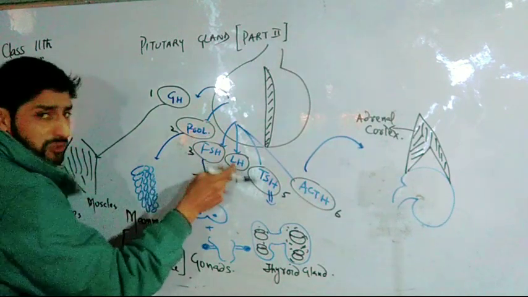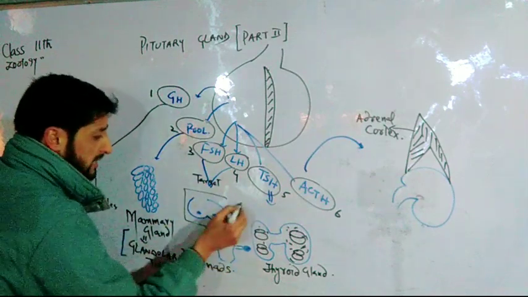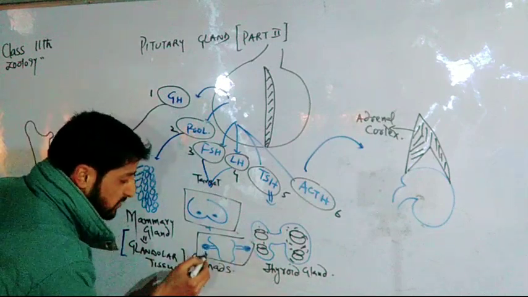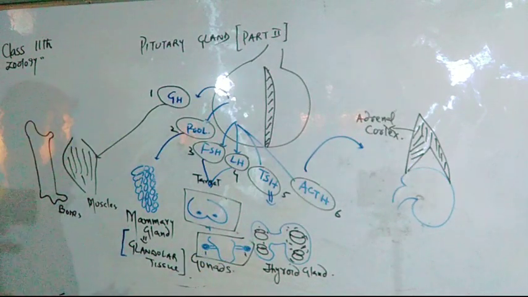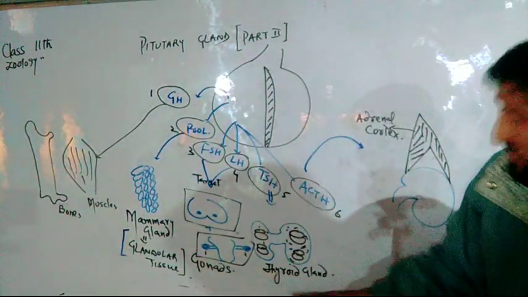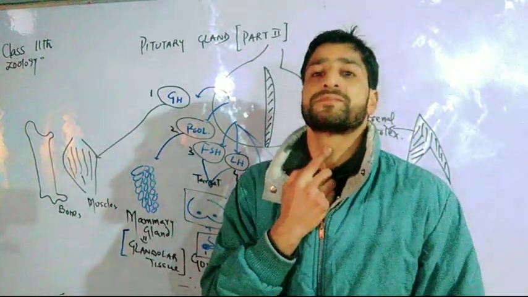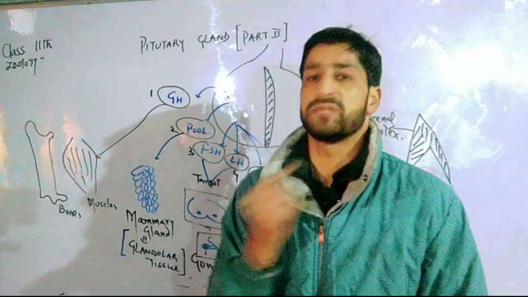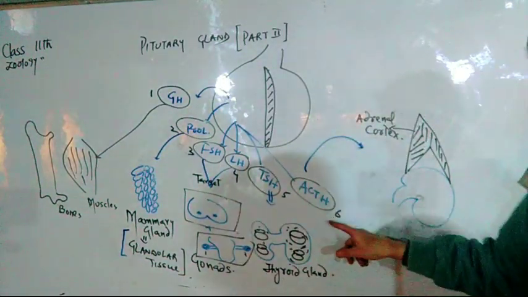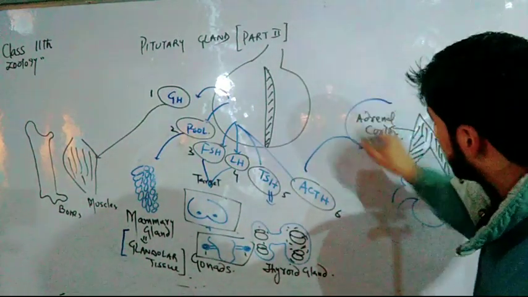As far as follicle stimulating hormone and luteinizing hormone are concerned, their target organs include the male gonads, known as testicles, and the female gonads, known as ovaries. One ovary, second ovary. As far as thyroid stimulating hormone, hormone number 5, is concerned, its target structure is the thyroid gland, located here in the neck region, just near the Adam's apple. As far as the last hormone, adrenocorticotropin hormone, is concerned, its target organ is the adrenal cortex.